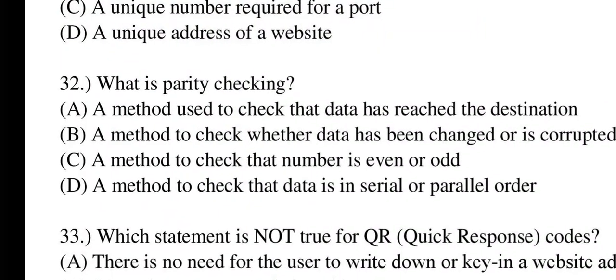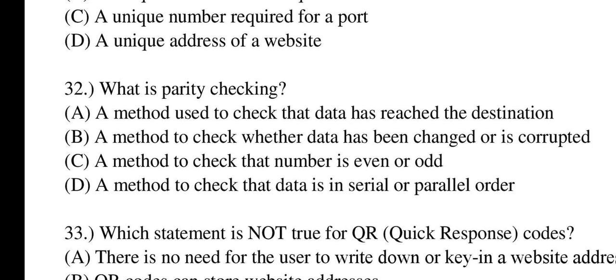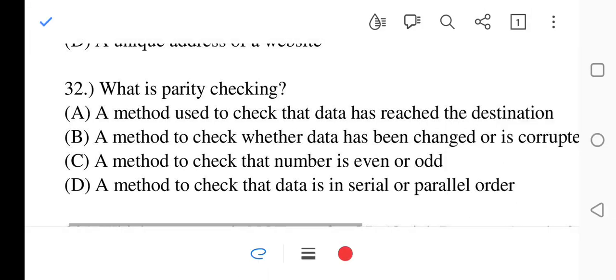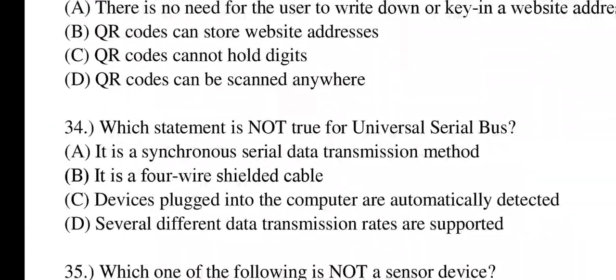32 says, what is parity checking? A, a method used to check that data has reached the destination. B says a method to check whether data has been changed or is corrupted. C says a method to check that a number is even or odd. D says a method to check that data is in serial or parallel order. 32, number B will be correct. That is called parity checking.